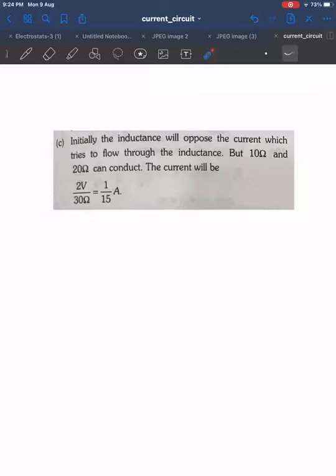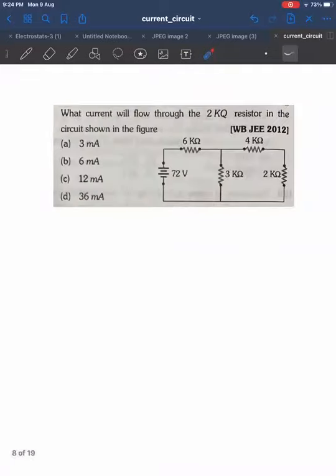Can I go to the next one, all of you? Yes, sir. Okay, here we'll have to find the current through the 2 kilo ohm resistance. But before that, can you at least tell me what is the total current in this circuit first?